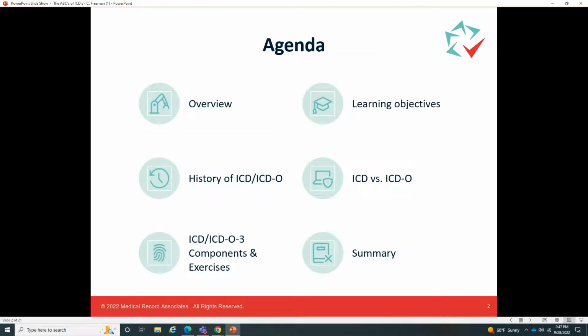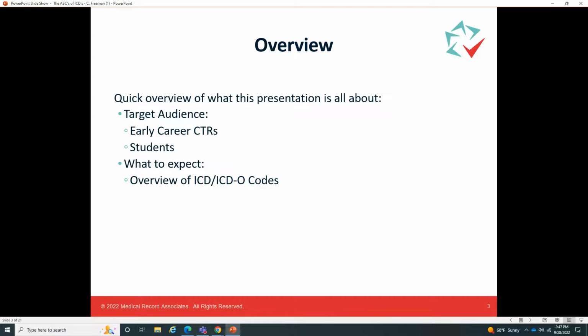Today, we're going to learn about ICDs and ICD-Os through a quick overview, a little bit of background, how one differs from the other, the components of each, and some exercises. Overview.